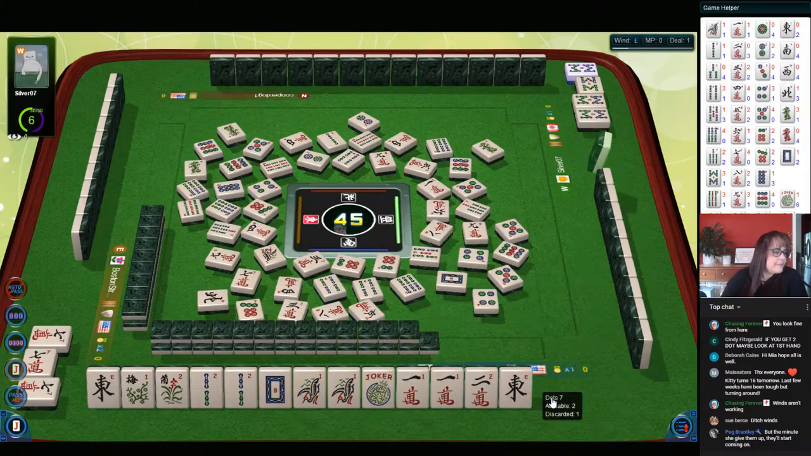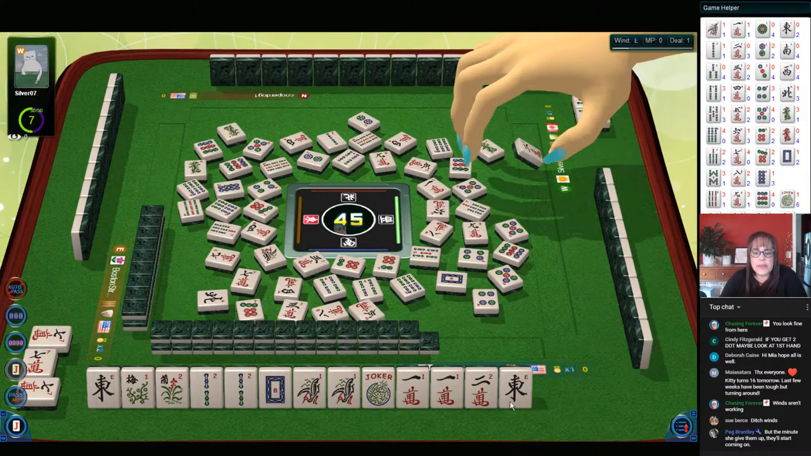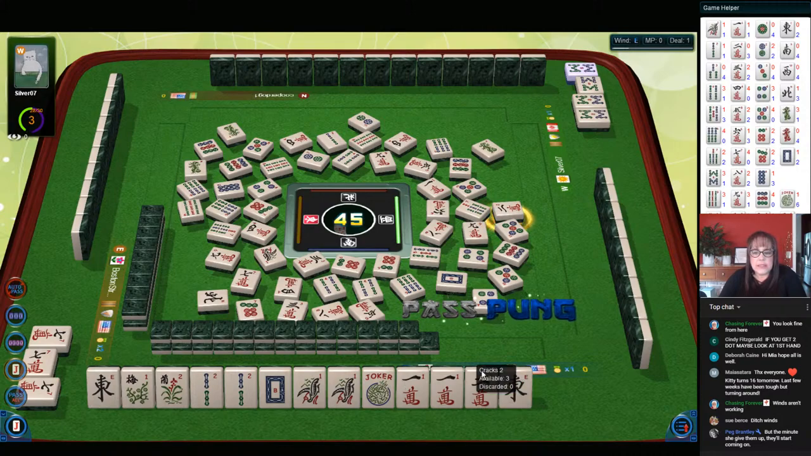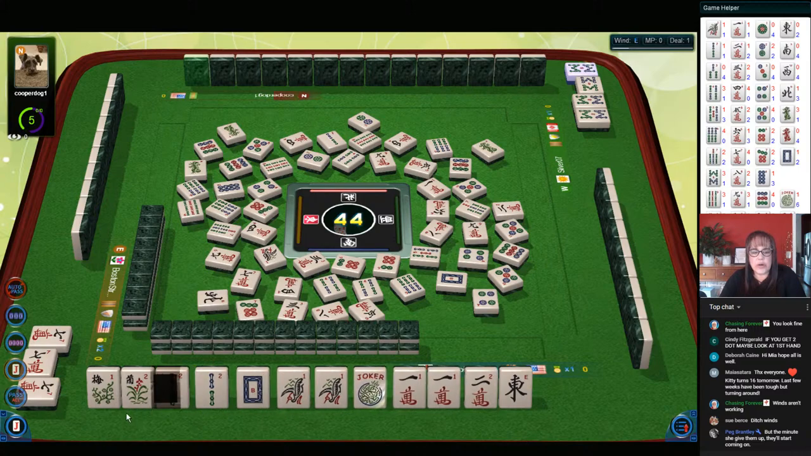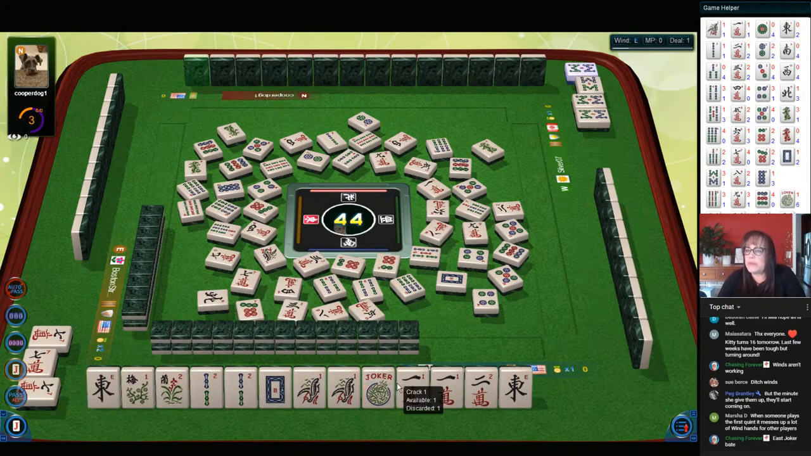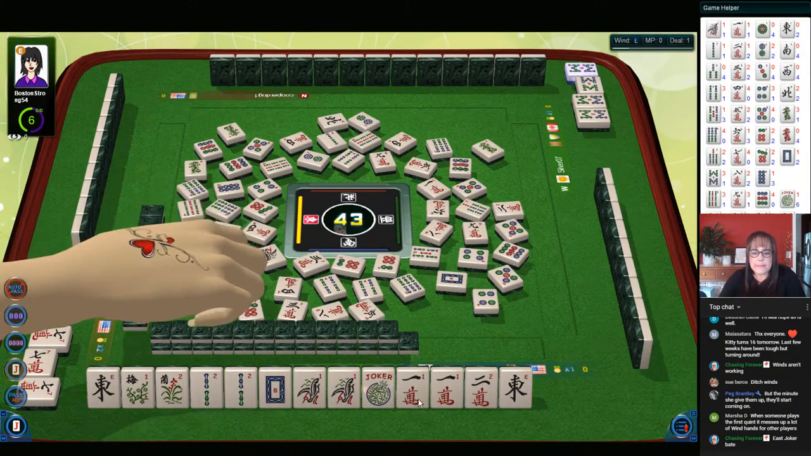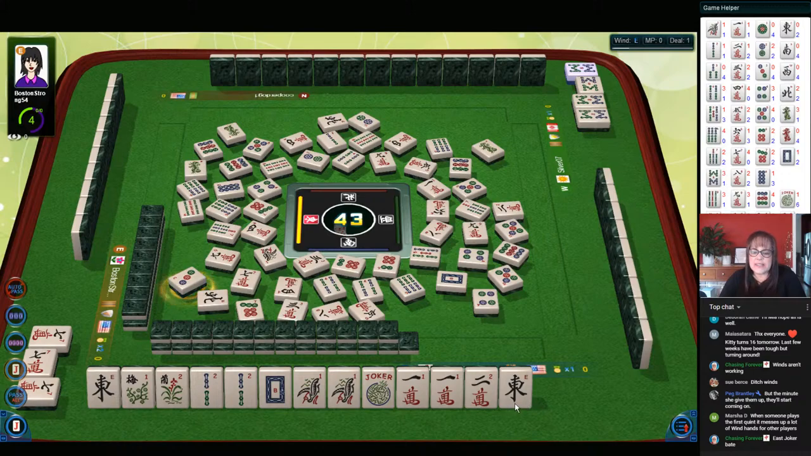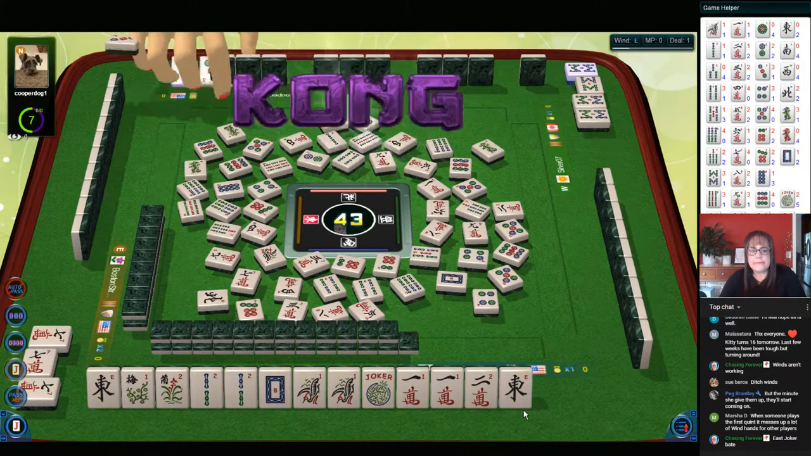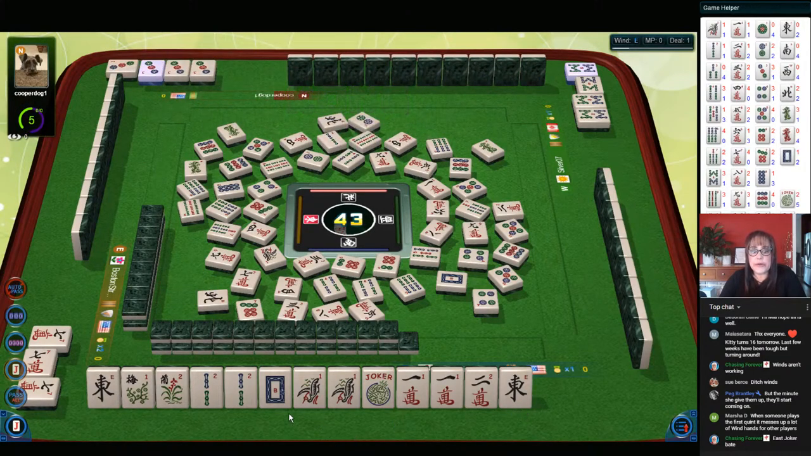7 dots. Ditch the winds. That's what I was thinking too, Sue. 2 characters. I think the winds need to go. Although I was thinking maybe we could collect north, news, wind. There's the second north out now, though. 3 dots. Oh, I was hoping for that. Kong. Okay, not so much anymore, though.